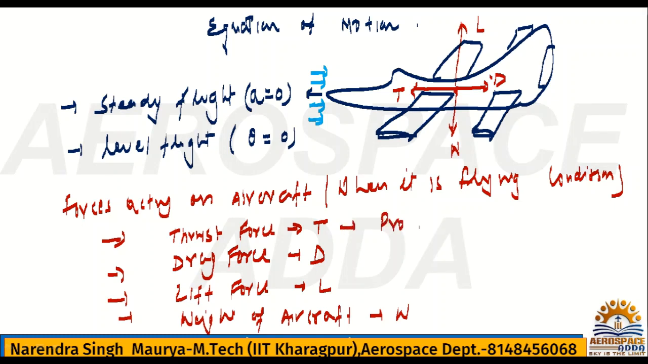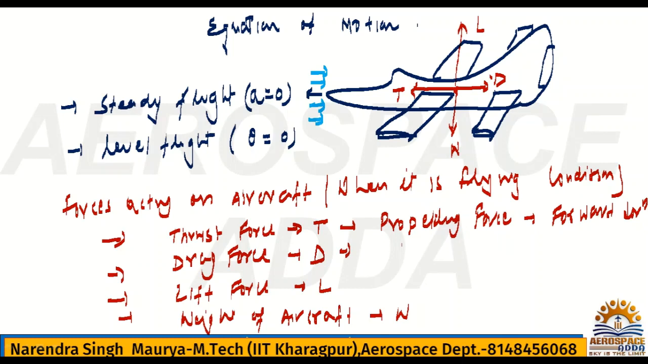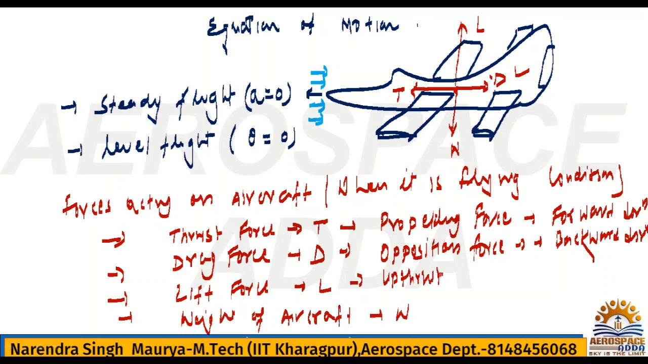Thrust is the propelling force. That will be in the forward direction. Yes or no? Forward direction. Basic only. Drag is the opposition force, which is parallel to the free stream but in the opposite direction. You got my point? So opposite to the forward, that will be backward. See here, this is the backward force. Then lift is the upthrust force which is in the upward direction, and weight acts towards the center of the earth, that is the downward direction. That you know, very basic.